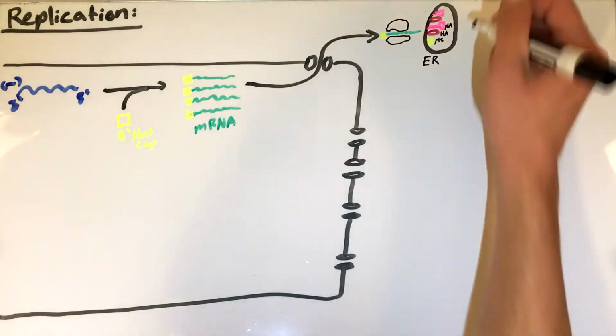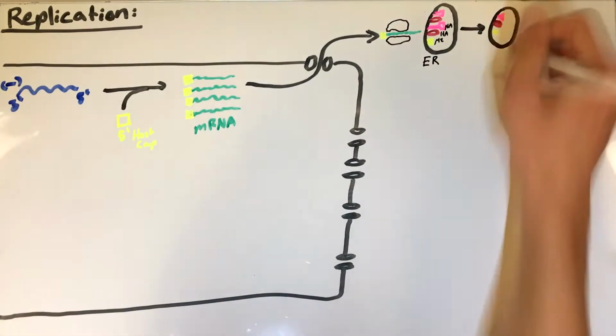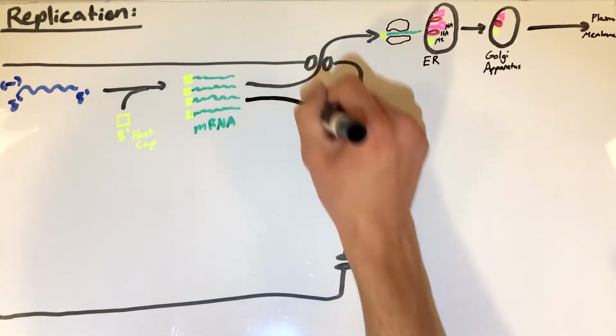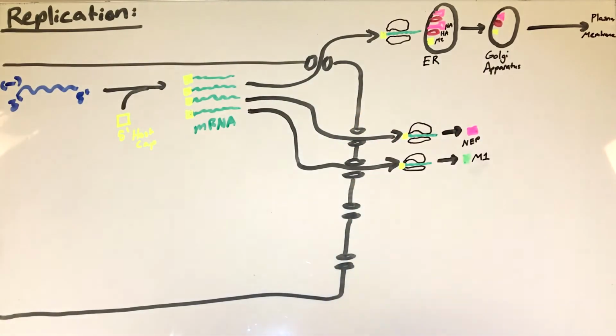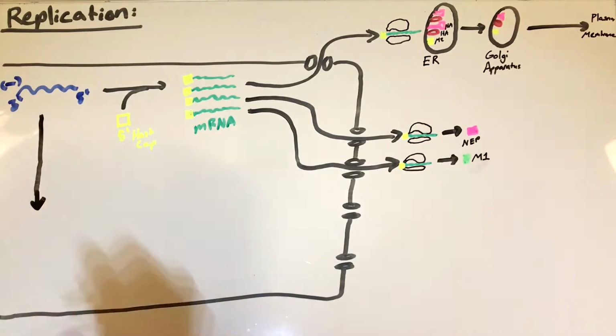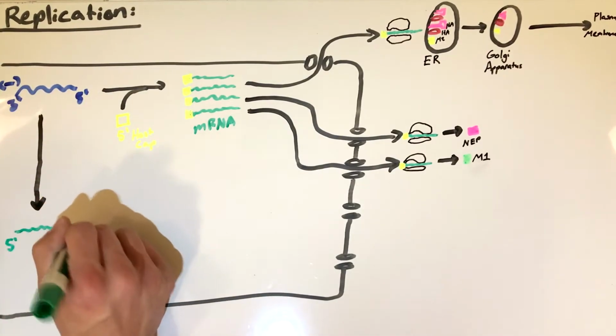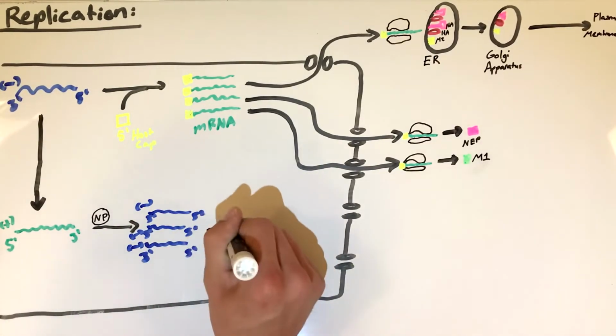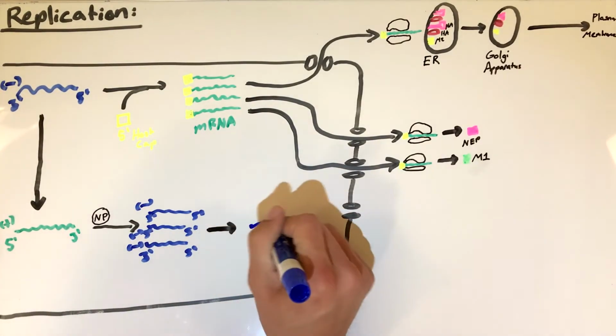These proteins are created in the endoplasmic reticulum, and the majority move to the Golgi apparatus and use it to facilitate their route to the membrane. 2 of the proteins made are NIP and M1, which will be important in a moment. The genome itself also gets replicated with polymerases to create positive sense complementary RNAs. These are used to produce lots of new -sense genomes for the virions to come.